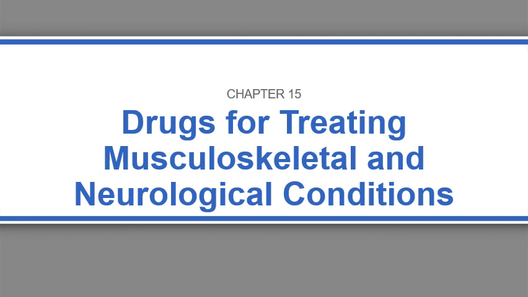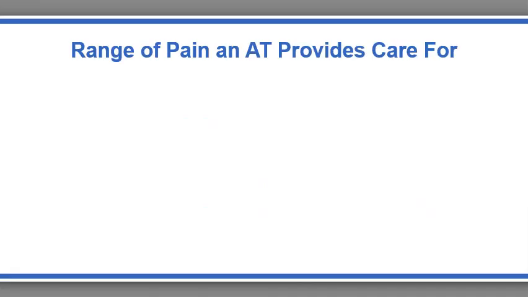So for instance, there's going to be some reference to corticosteroids and NSAIDs because sometimes they get utilized. But we're going to talk about some other drugs for musculoskeletal conditions that aren't necessarily sports medicine orthopedic type injuries that you would typically see in an athletic setting. So again, the AT can provide care for a range of different conditions.